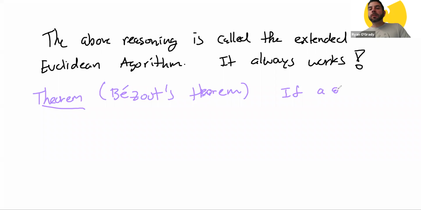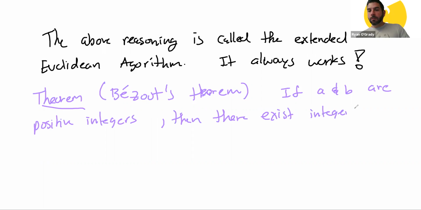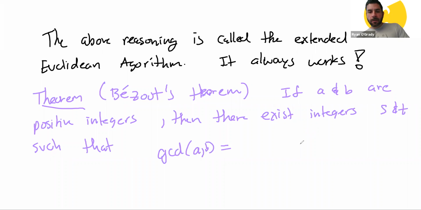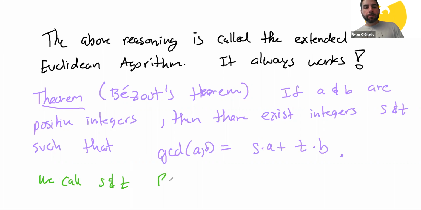So if A and B are positive integers, then there exist integers S and T such that the GCD of A and B is S times A plus T times B. And so we give a name to these numbers. We call S and T Bézout's coefficients.